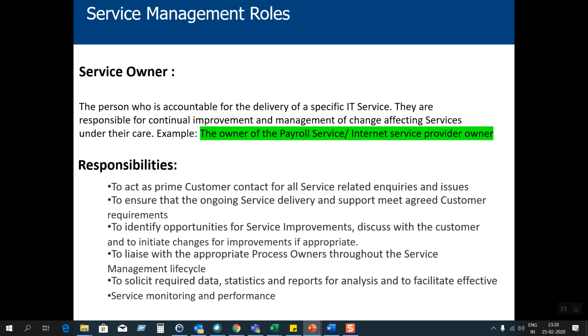So this slide talks about the service owner. Now who is a service owner? For example, you have a service provider who is providing internet service to you, or a service provider who is providing DTH service to you. Then who is the service owner of it? Okay, so is the service provider the service owner? That's not a correct answer. The service owner is the person who is accountable to provide the service to you.